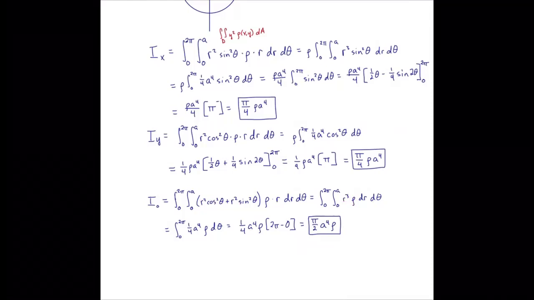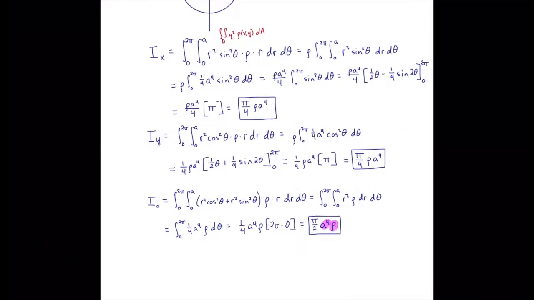Again, rho is a constant, so it has little bearing on the integration itself. So we'll have 1/4 r to the fourth evaluated from 0 to a. That's 1/4 a to the fourth times rho. And this is the easiest integral of them all, really. Now we integrate this expression, which is just a constant in the integrand, with respect to theta. And we arrive at that constant times theta evaluated from 0 to 2 pi, which is exactly this expression here, 2 pi minus 0. It's standing in place of theta for the evaluation of theta at those endpoints. And the result of that is pi over 2, a to the fourth rho.